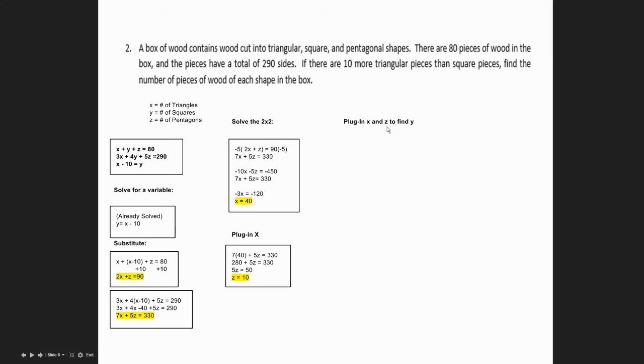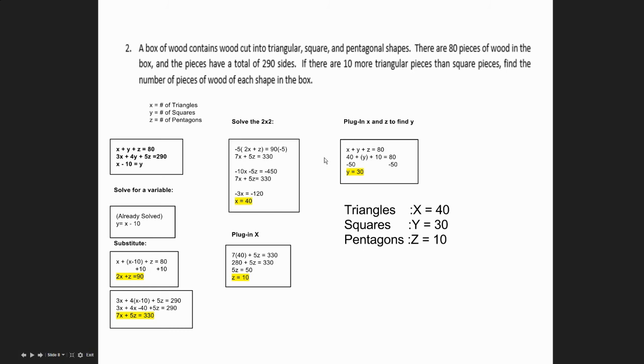So then you can plug in your x and your z to find your y. And the easiest one to solve for is probably this top one. So x plus y plus z equals 80. You just replace the x and the z with the values that you have. And so you get 40 plus y plus 10 equals 80. You would subtract 50 on both sides because the 40 and the 10 combine to be 50. And you get y equals 30.